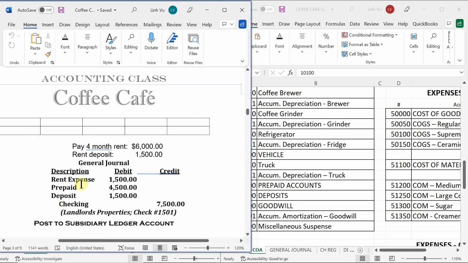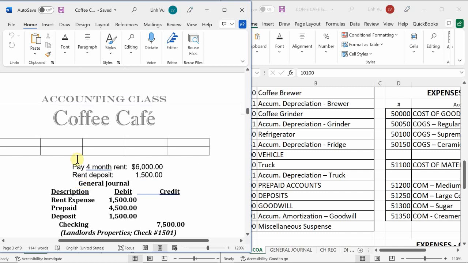So we have a rent expense for the month of June. How do you know how much rent is? If you bought 4 months' worth of rent for a total of $6,000, how much is 1 month's worth of rent?